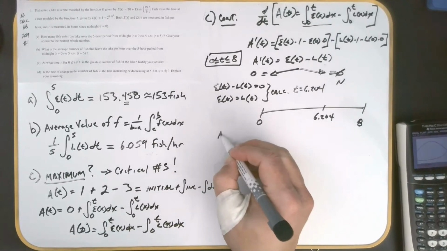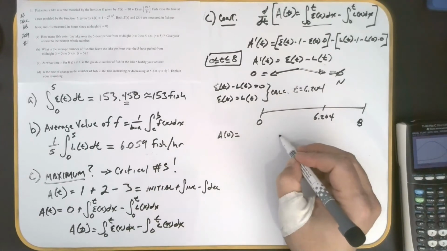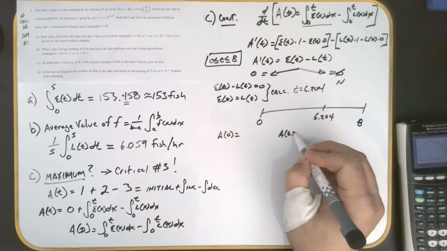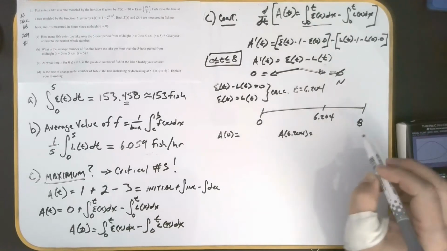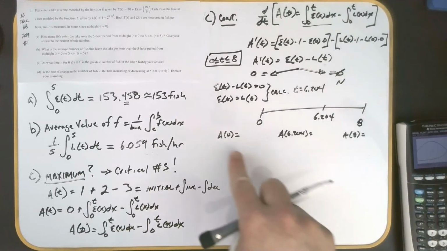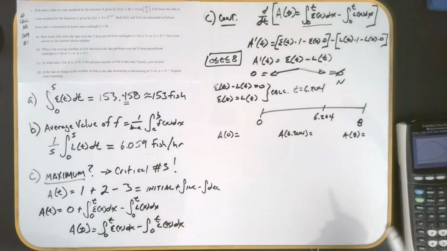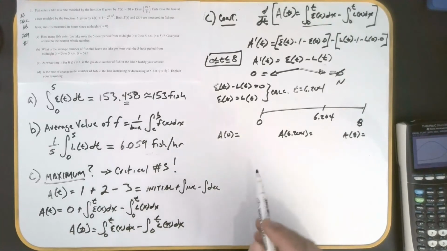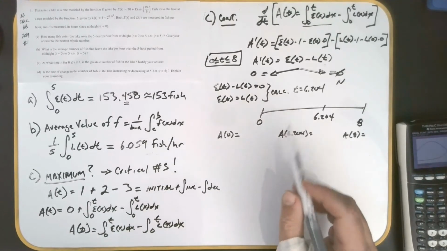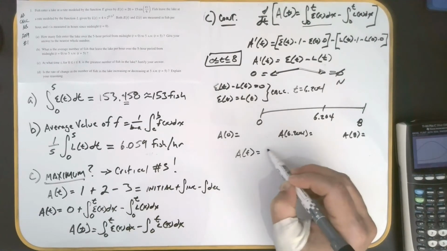So what we want to know is what was there at the beginning. We're going to analyze that, and we're going to compare that to what is happening at 6.204, and then we're going to look at what is happening at 8. I'm going to put 0, and then 6.204, and then 8 into the function that represents how many fish are in the lake at any one time. Well, that function is right down here, the one that we built, that we then took the derivative of. So I'm going to substitute those numbers into this equation here. I'm going to write that again here. Remember, A of t is equal to this integral.